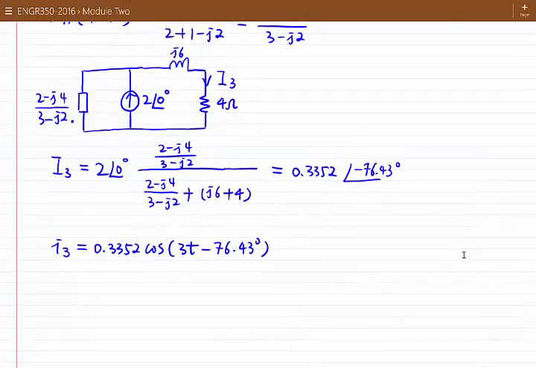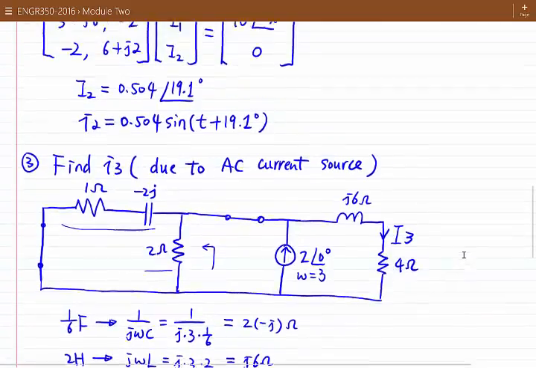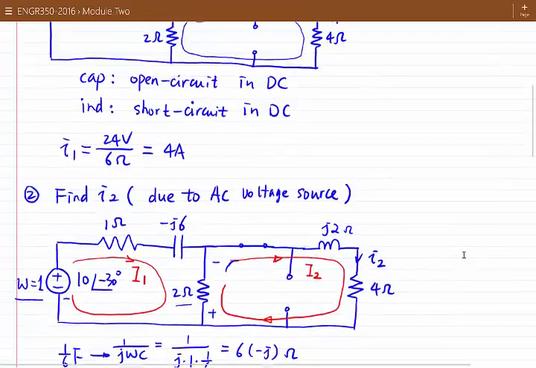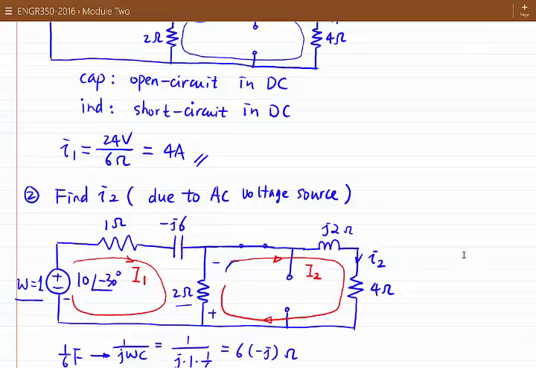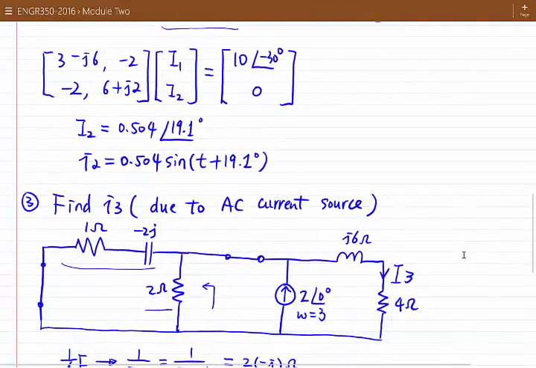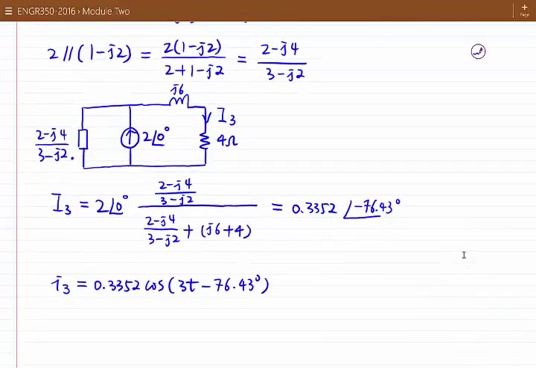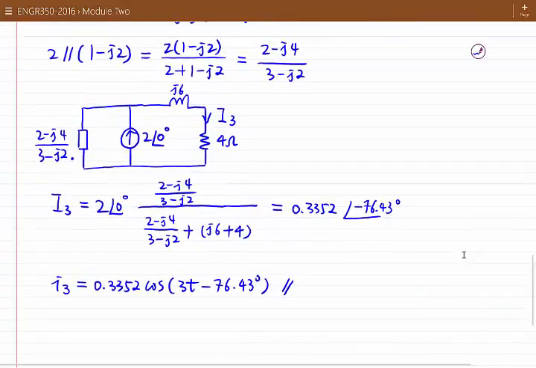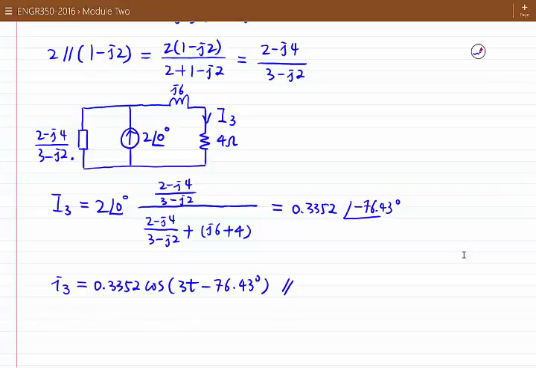Because we calculated I1, which is 4 amp, and we calculated I2, and we calculated I3, we can combine the three currents. So the total current I0 is equal to I1 plus I2 plus I3, which gives us the final solution.